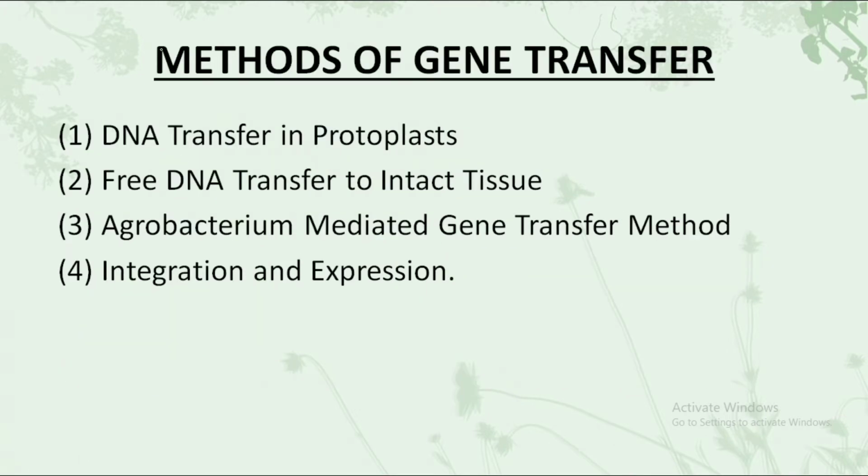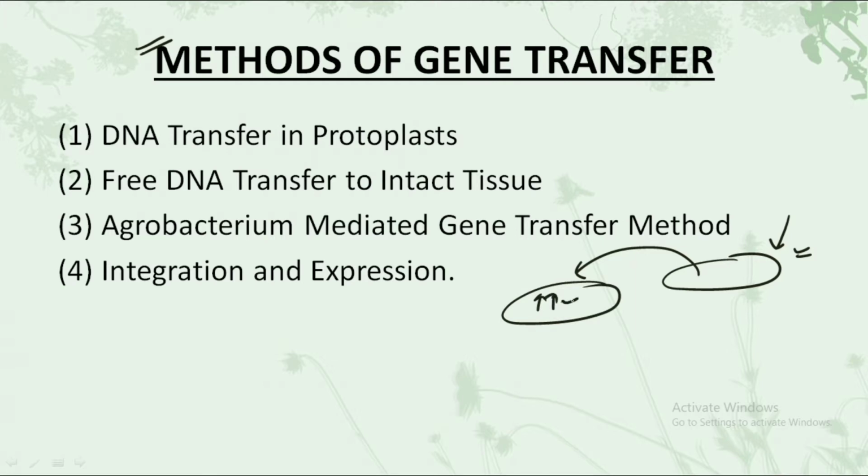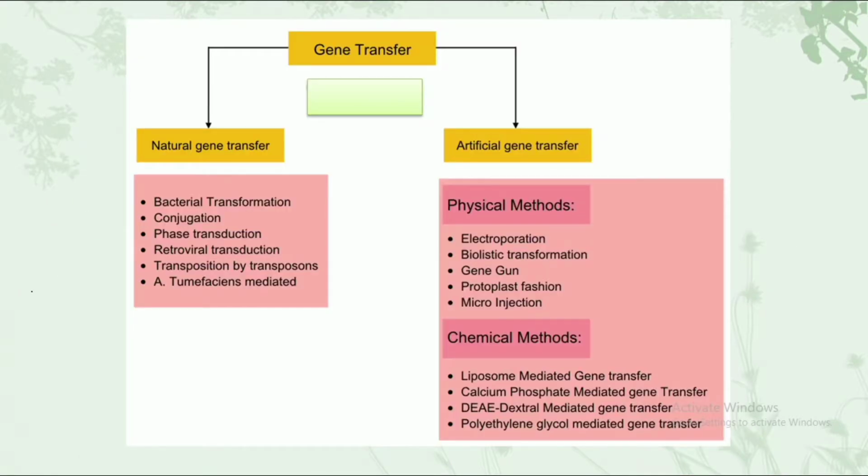So let's talk about the various methods by which we could transfer the gene from the organism that we have selected, which contains the desirable characteristic, into the organism whose characteristics we want to increase. In general, there are 4 methods. The first one is DNA transfer in the protoplast. Then we could use free DNA transfer to intact tissues. The third method is the agrobacterium mediated gene transfer method, and the final one is integration and expression.